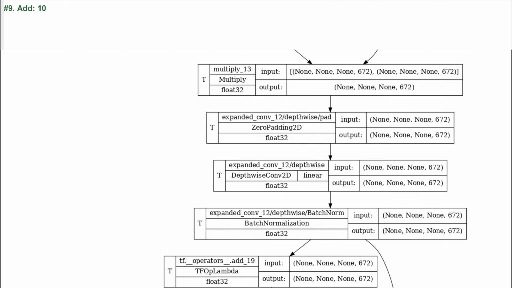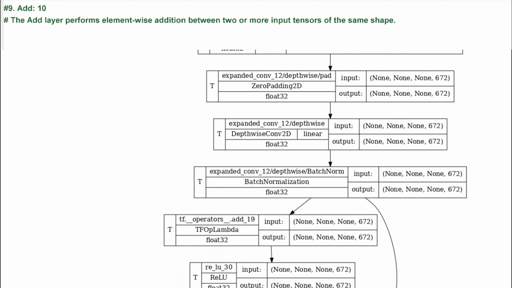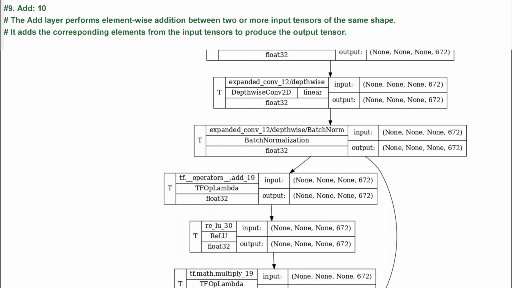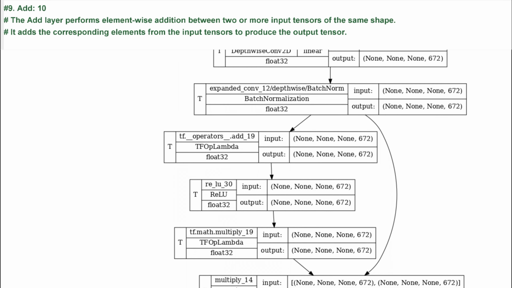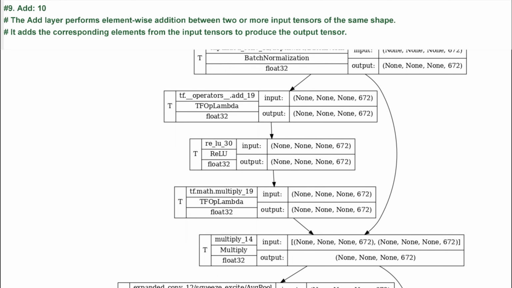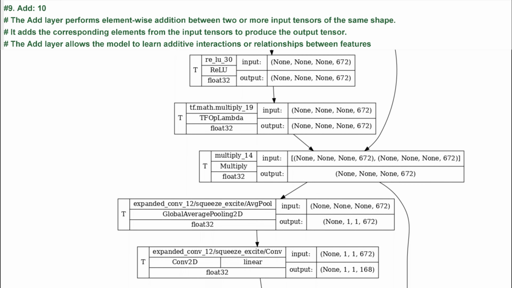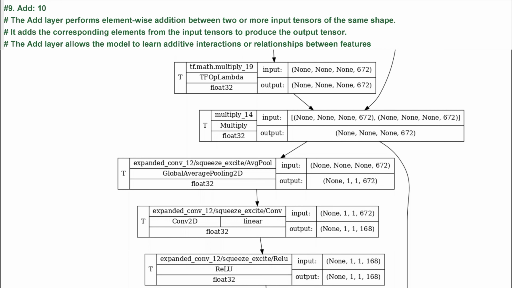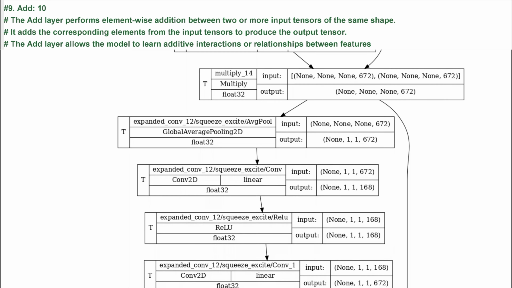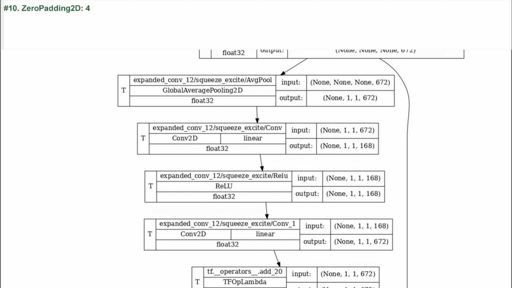9. Add, 10. The add layer performs element-wise addition between two or more input tensors of the same shape. It adds the corresponding elements from the input tensors to produce the output tensor. The add layer allows the model to learn additive interactions or relationships between features.